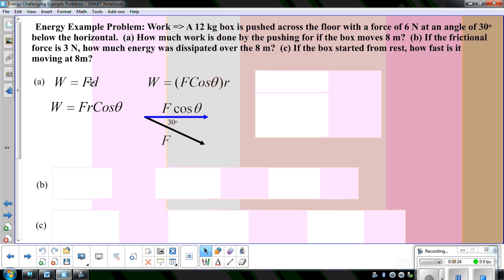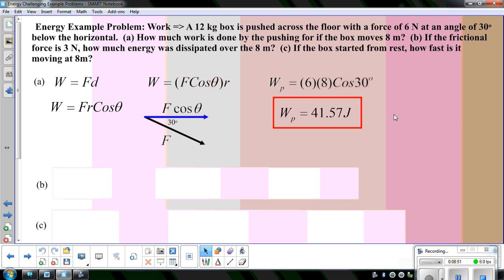We need Fx times d. So this F cosine theta gets us Fx, and now we can put in our distance of 8 meters. So using that equation, we have a force of 6, a distance of 8, or in the equation it's r, and cosine 30. Again, the 6 and cosine 30 is getting us the x component of that pushing force. So 6 times 8 times cosine 30 is 41.57 joules. So the pushing force, or whoever was pushing, did 41.57 joules of work.